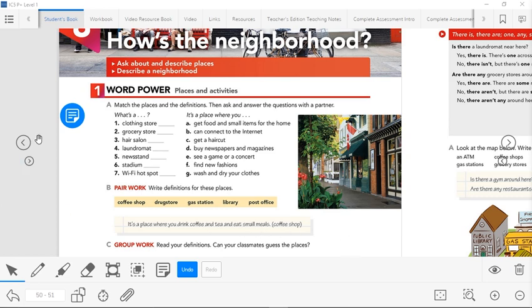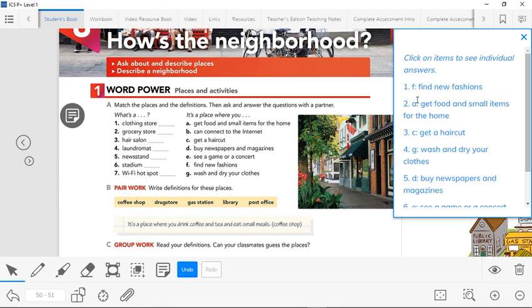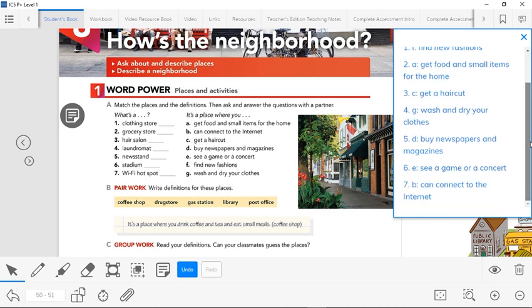Okay, you finished? Let's check. Number one is F. Okay, clothing store is F. Find new fashions. Okay, in a clothing store, you can find different types of clothes. Number two, grocery store is A. Get food and small items for the home. Very good. Number three, hair salon is C. Get a haircut. Laundromat, number four, it's G. Wash and dry your clothes. Number 5, newsstand is D. Buy newspapers and magazines.